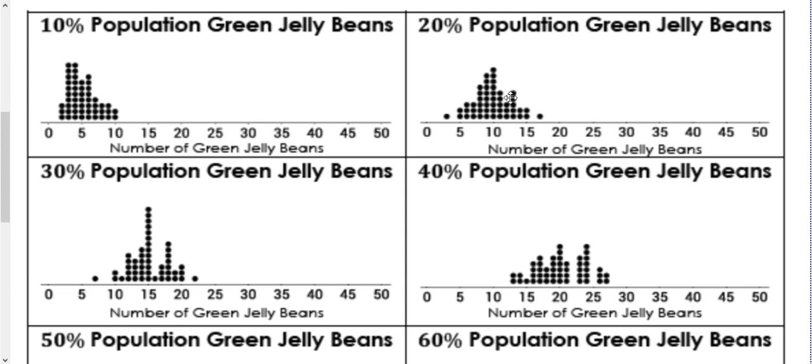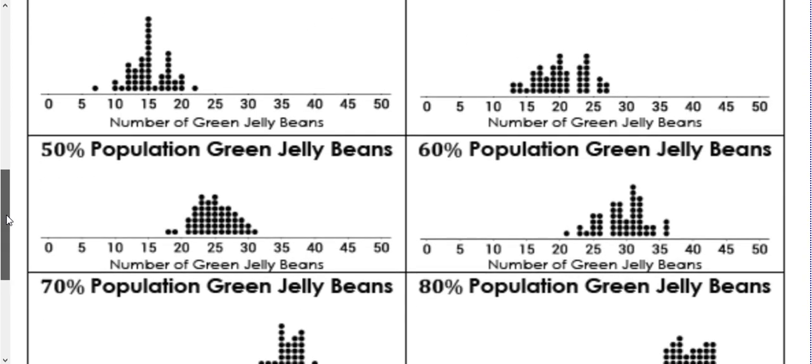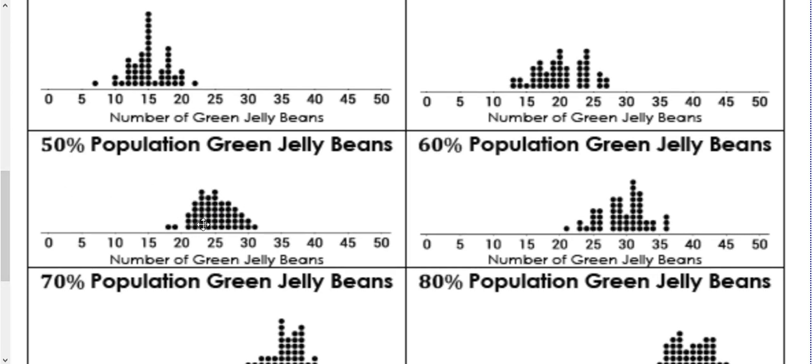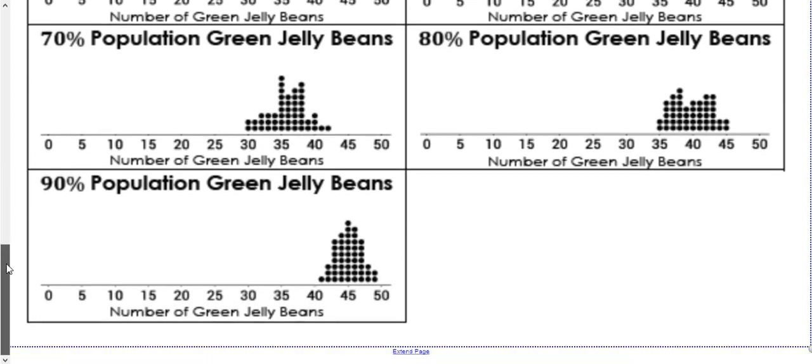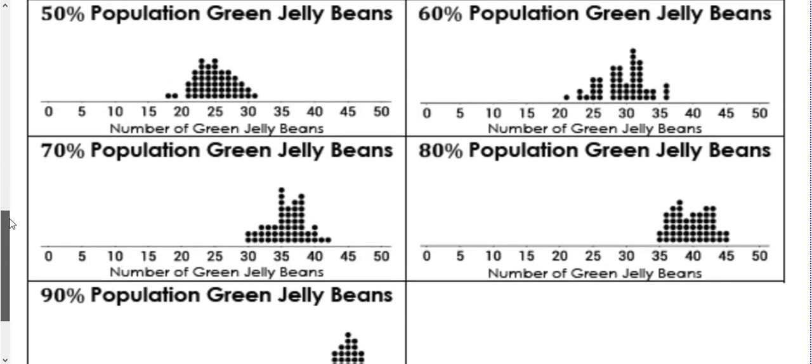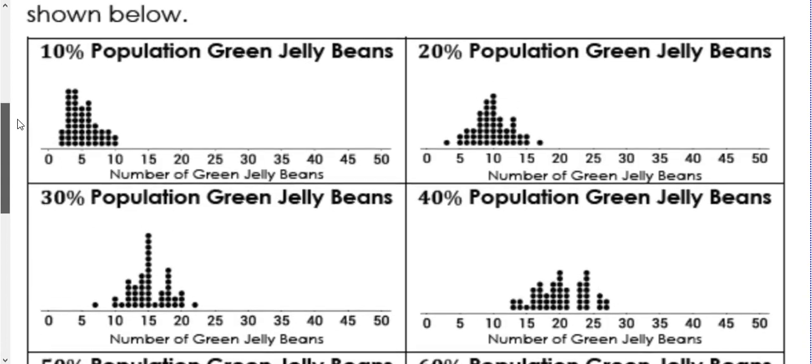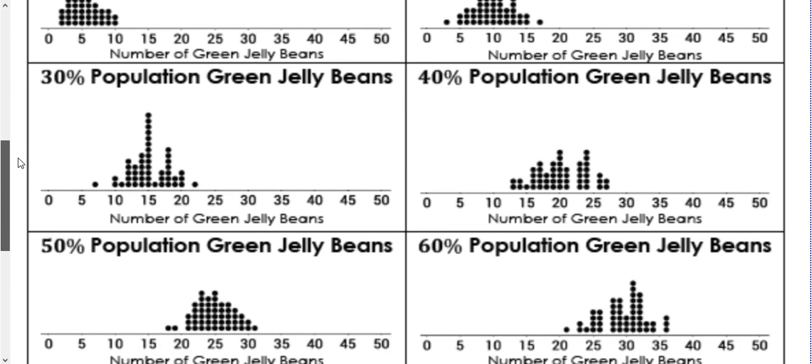And so on for 20%, 30%, 40% population. So when we get up to, let's say, a 50% population, that means 25 of the jelly beans were green and 25 of the jelly beans were other. And then they did that all the way up to a 90% population. And as you see, these graphs are slightly moving to the right.